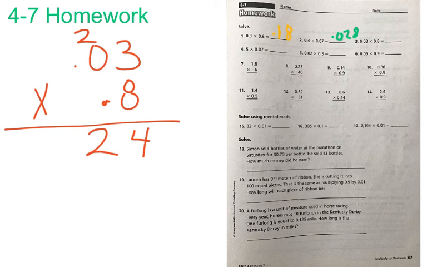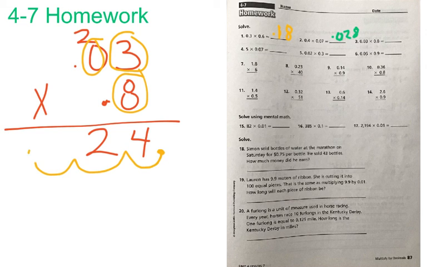I need to go back to my original problem and count how many numbers are to the right of the decimal. Well, here there's 1, 2, and here there's 1. So that makes 3. So I go to the very right of my answer, and I put my decimal, and I'm going to shift 3 spots. 1, 2, 3, and then I place my new decimal. And anytime I have a blank spot, I fill it in with a 0. So my answer is going to be 0.024 or 24 thousandths.